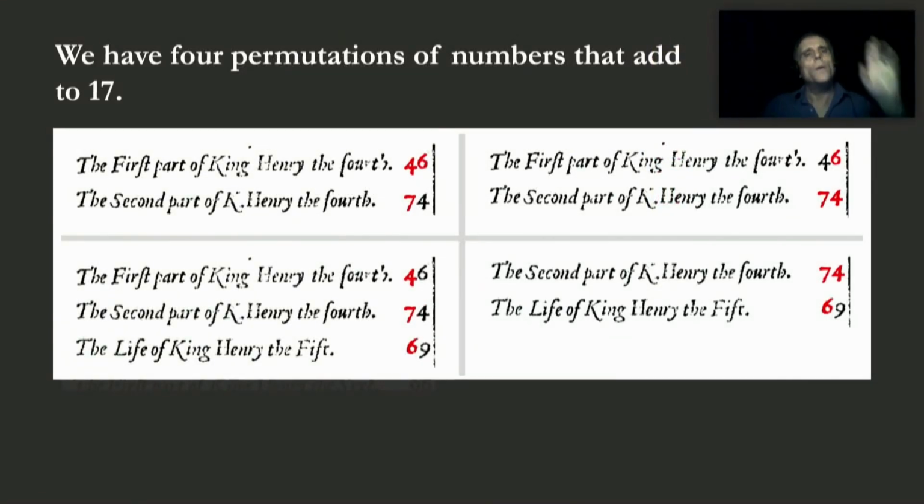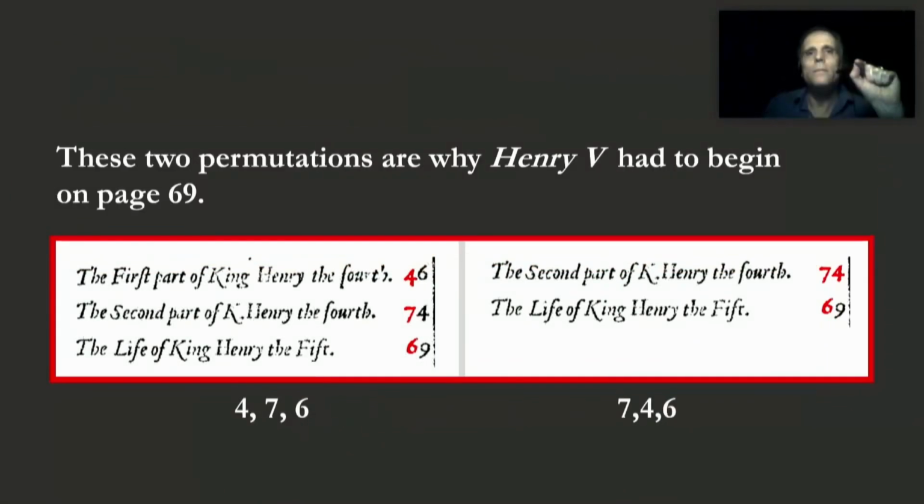So, we have 4 permutations of the numbers that add to 17. These 2 permutations, the 4, 7, and 6, and the 7, 4, 6 groups are why Henry V had to begin on page 69. That means we have enough clues to indicate these were meant to be there.